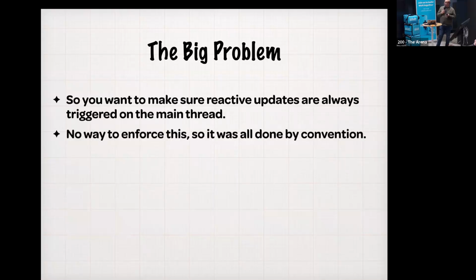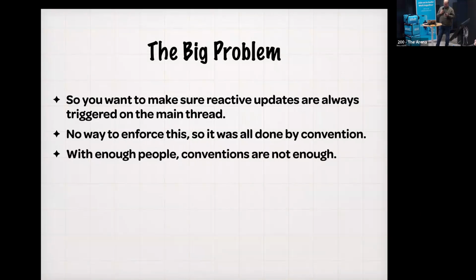So we want to make sure that reactive updates always happen on the main thread, but there's no way to really enforce this normally in the old world, let's say. And so what we did, we had conventions like you're meant to implement your reactive code this specific way so that it works nicely. That works fine when you have like 5 people working on a code base, but when you have 40 people, it's a very different situation. You're not going to be able to remind everybody to do everything the right way every time without any guide rails, so to speak. So conventions aren't enough.